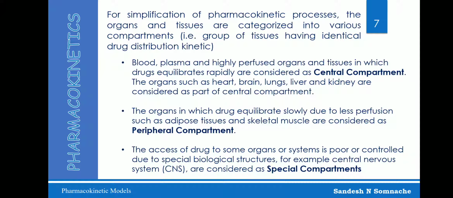Second one is the peripheral compartment. Here it is a group of tissues which are less perfused, which includes adipose tissue and skeletal muscles. The drug in the central compartment gets distributed to the peripheral compartments. Peripheral compartments may be shallow peripheral compartments or deeply situated peripheral compartments.